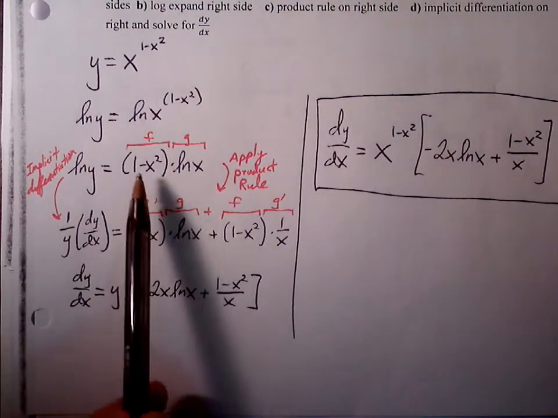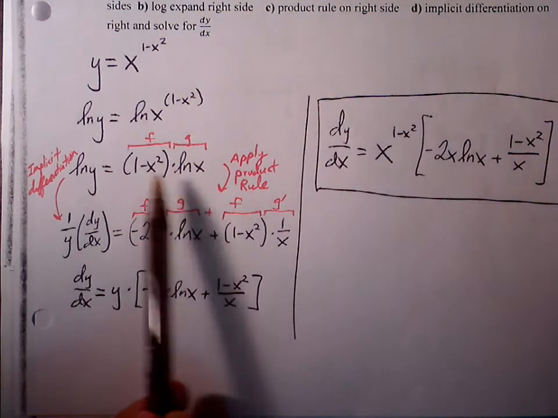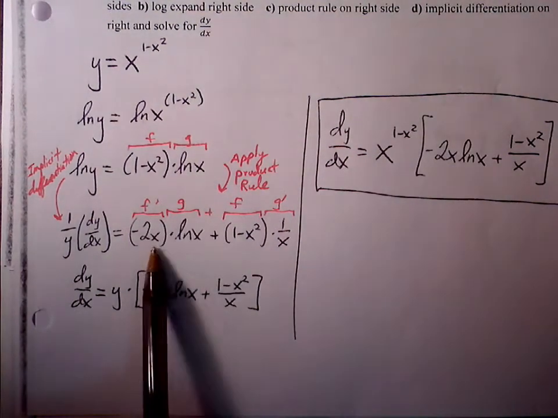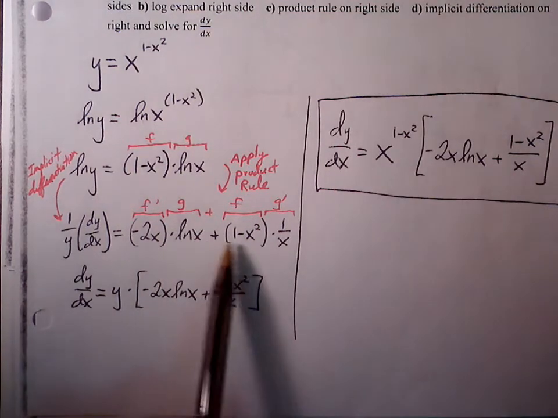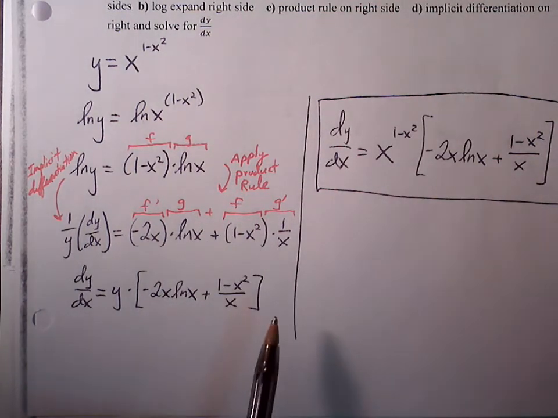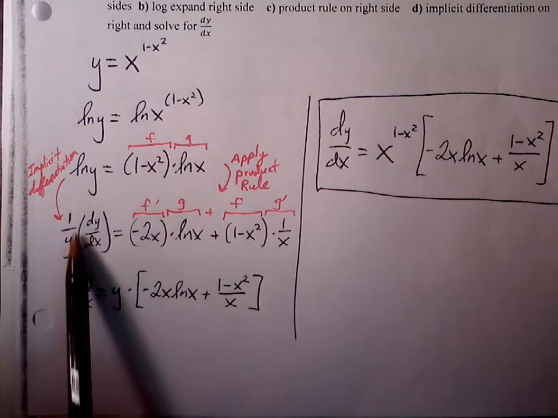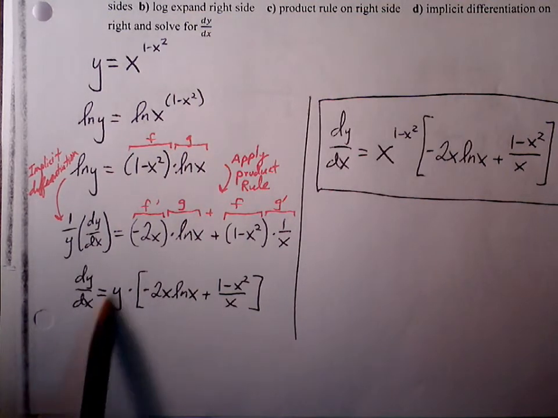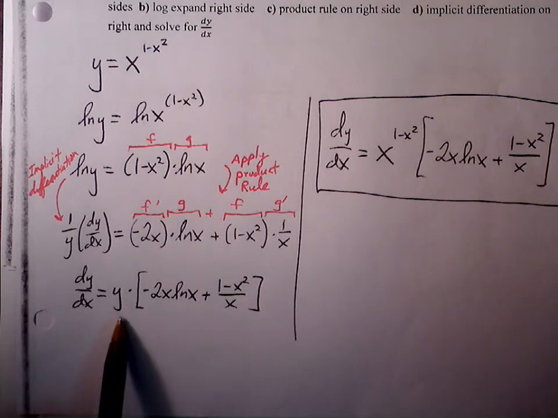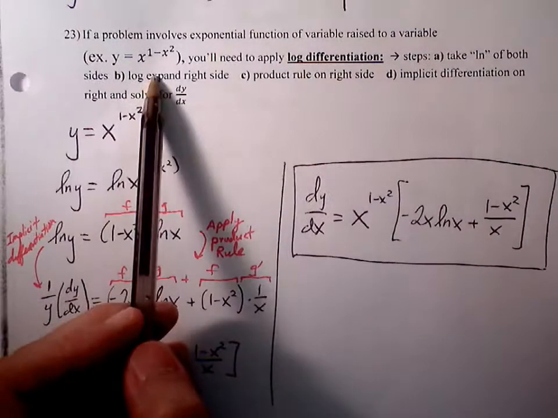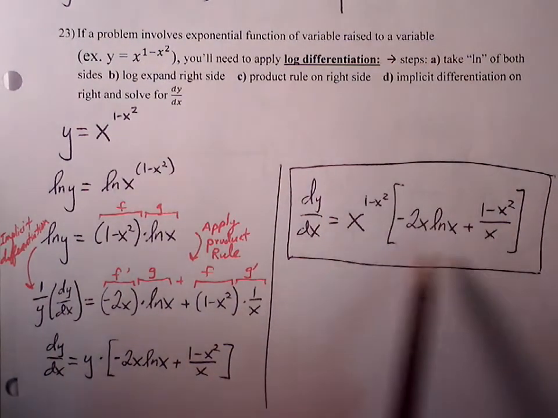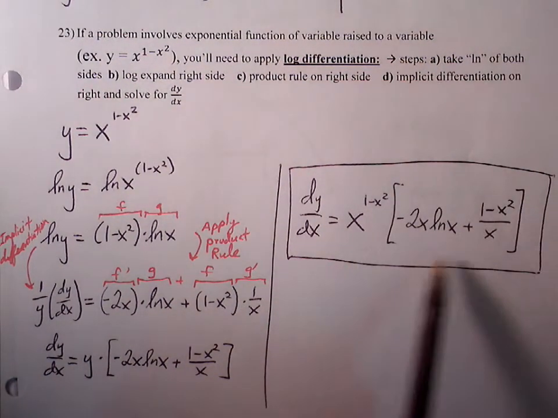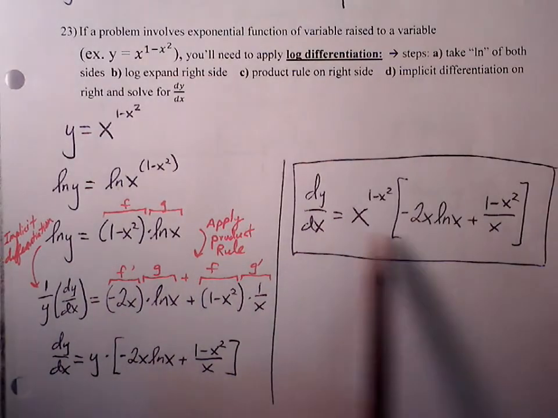And on the right side, we see that these are two distinct terms being multiplied together, so we have to go through the product rule, f prime g plus f g prime. And then once we have our derivative, we can isolate dy/dx by multiplying both sides by y. Once we have y on the right side, we basically have our derivative, but we want to represent y in terms of x, so we bring back the original equation and make that final substitution. Now we have the derivative represented purely in terms of one variable.